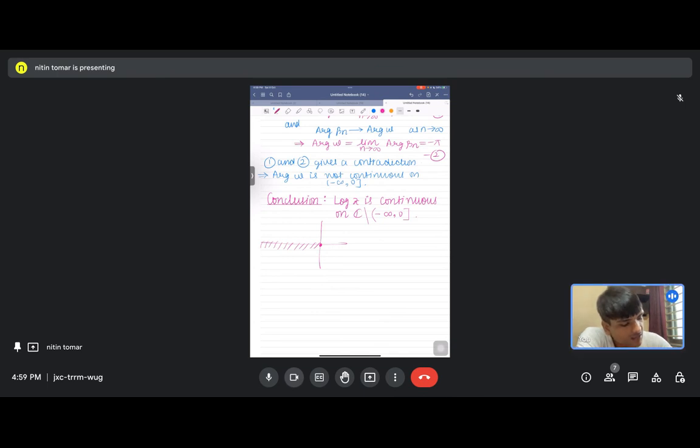Yes. And what is this line in minus infinity to 0? In the real sense. Yes. Negative real axis. And this is the largest domain.